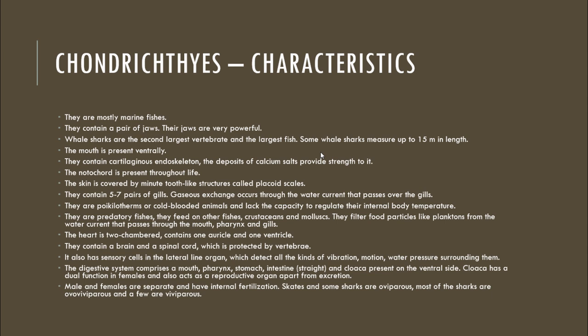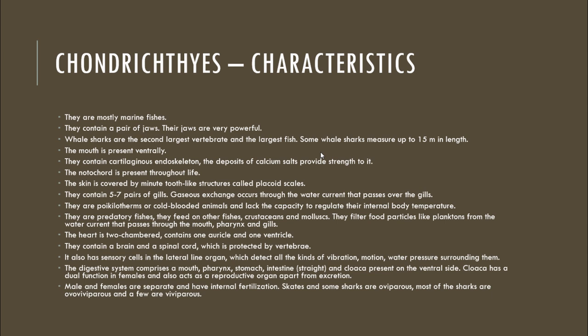Notochord is not present as notochord throughout life. It is present as the vertebral column. I think that would be a typo. Okay, so the skin is covered by minute tooth-like structures called placoid scales. They have 5 to 7 pairs of gills. The gas exchange occurs through the water current that passes over the gills. That's just it. They respire through their gills. They are poikilothermic or cold-blooded animals and lack the capacity to regulate their internal body temperature.